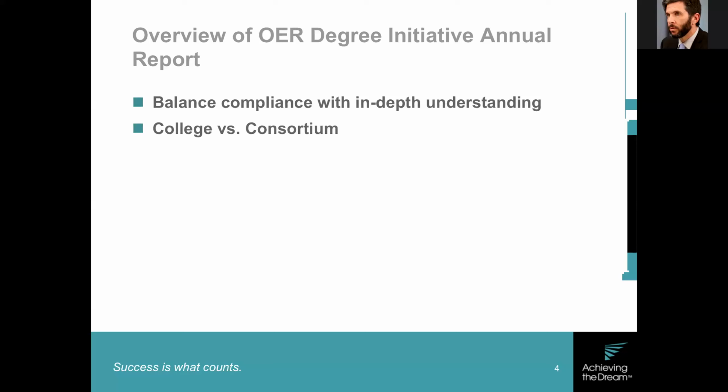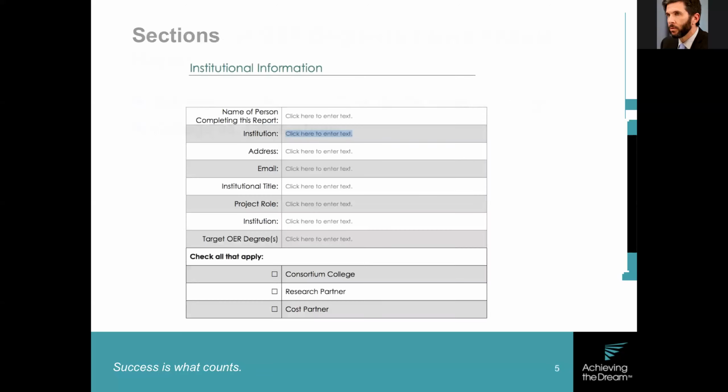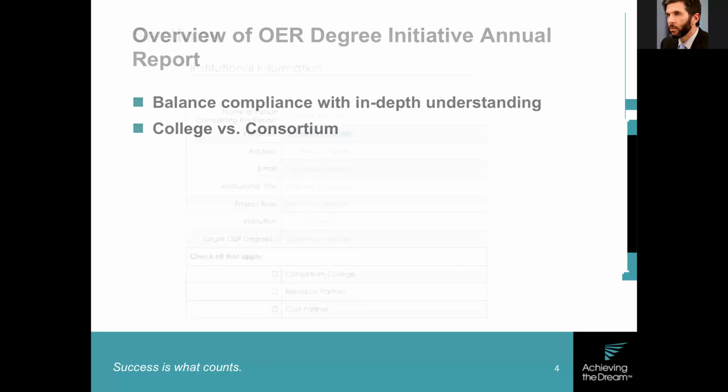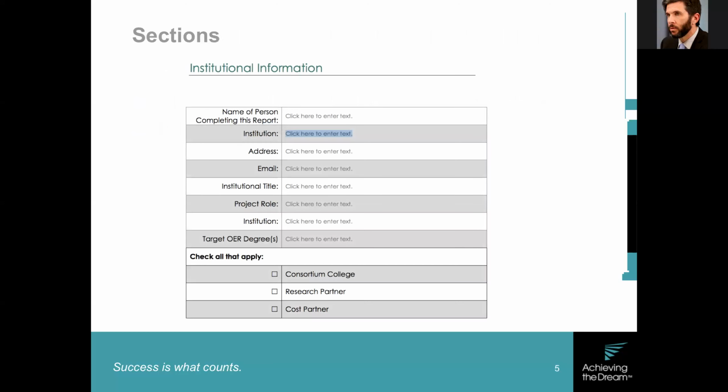So be sure to submit any questions you have about the individual college versus system reports in the Q&A section. All right, so we're going to go over to the sections of the report now. We're just going to walk through them, and I'll hopefully provide some context if you have any questions about any of them. First is your institutional information.